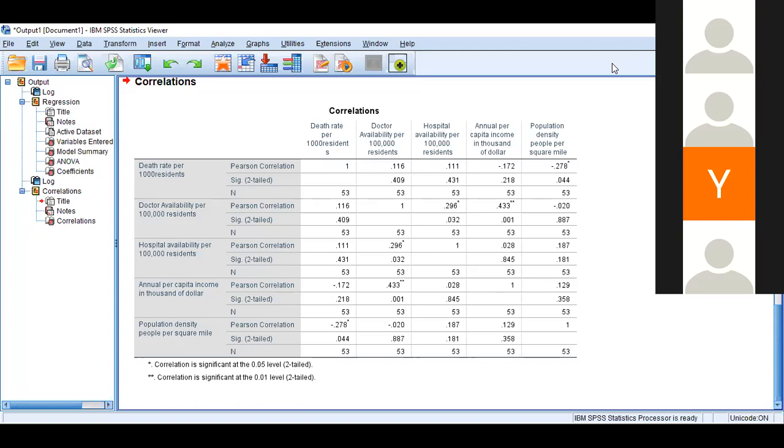So then followed by the doctor availability, the hospital availability. What I want us to look at is what we see when we run this.